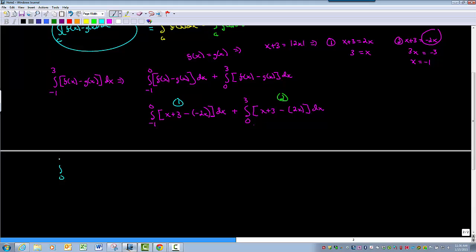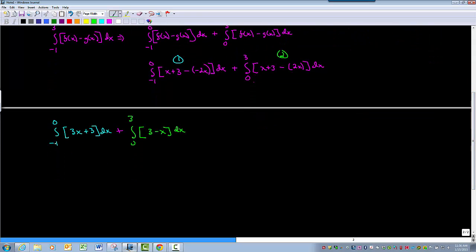So number 1 is from -1 to 0 of the quantity x plus 2x, so that's 3x plus 3 dx. Okay, and then we're going to add the integral from 0 to 3. Now I've got x minus 2x, so that's negative x, so I'm just going to write this as 3 minus x dx.